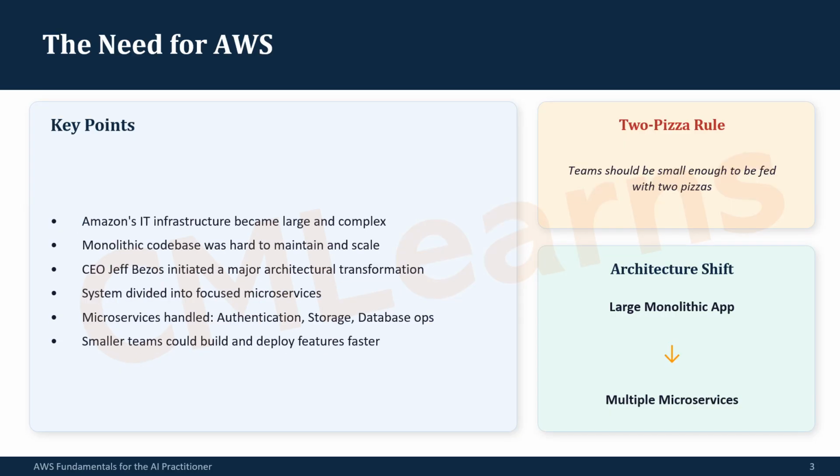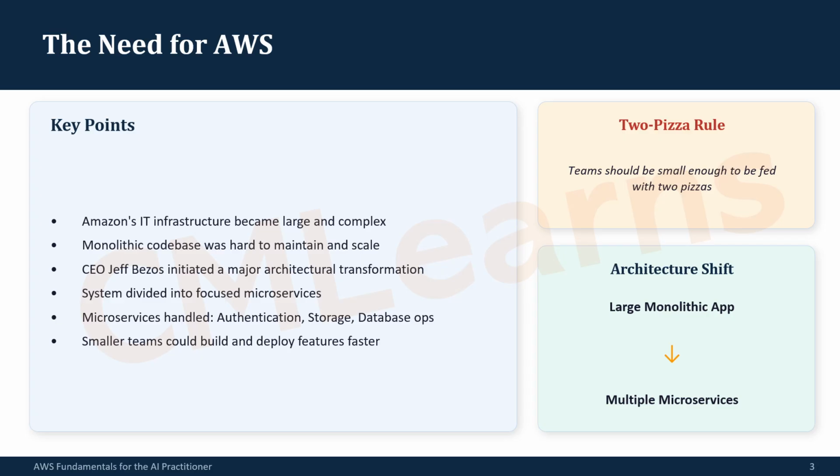So that was how AWS was started. And the need for AWS, we know, was a solution to a problem: Amazon's IT infrastructure became large and complex, and the monolithic code base was hard to maintain and scale. So we needed to introduce a microservice architecture. Jeff Bezos initiated a major architectural transformation, and that's how AWS was launched. The system was divided into focused microservices, as we said earlier. That means authentication, storage, database operations, EC2 instances and everything.